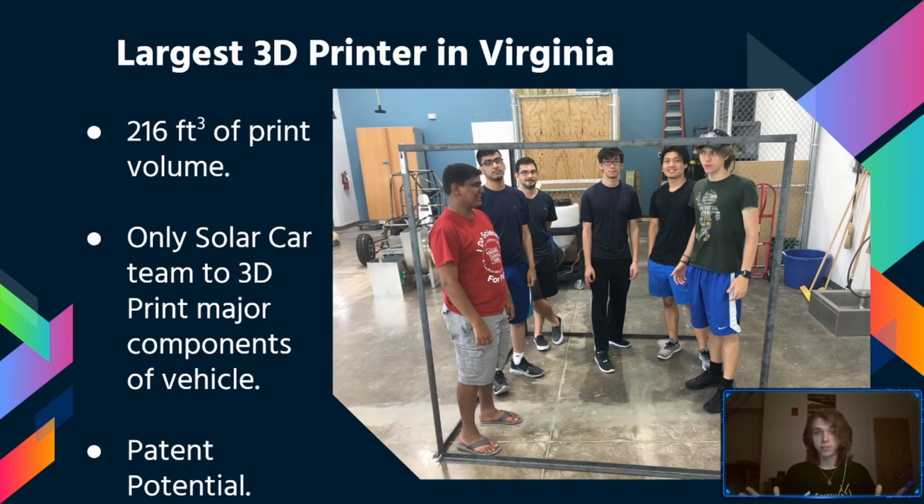We also have a lot of awesome side projects. One of our side projects was building what we believe to be the largest 3D printer in Northern Virginia. It's a 216 cubic foot hanging printer that we're using to actually 3D print the majority of our car's aeroshell. So like the bumpers, the hood, the doors, those are all 3D printed. And we built this printer from the ground up, so it's really cool.